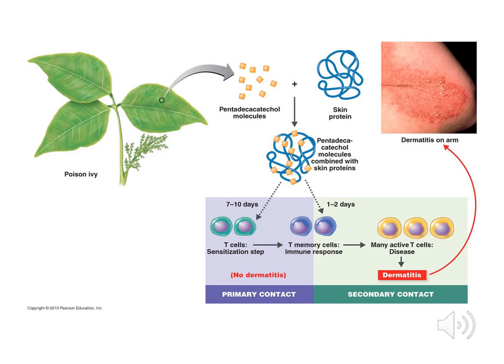Other examples of type 4 reactions are things like type 1 diabetes, because we think it's actually sensitized T cells and not antibodies that are attacking the pancreatic cells in type 1 diabetes. Certain kinds of transplant rejections are also considered to be type 4 reactions.